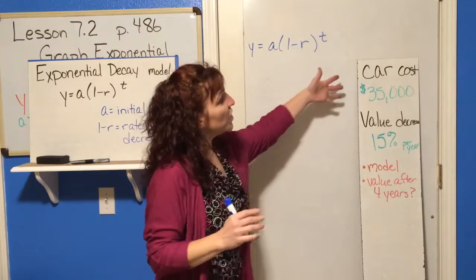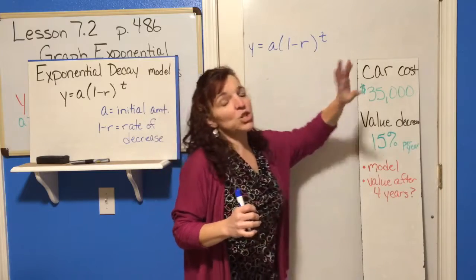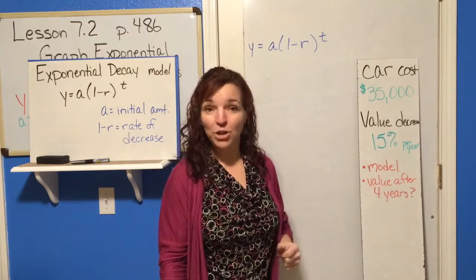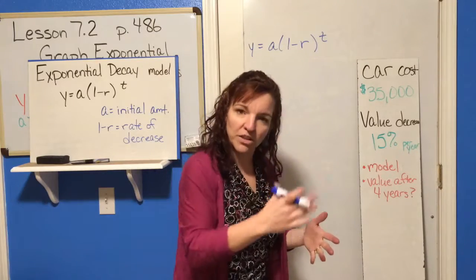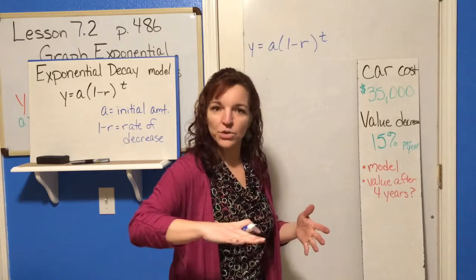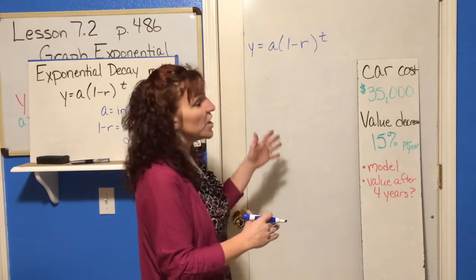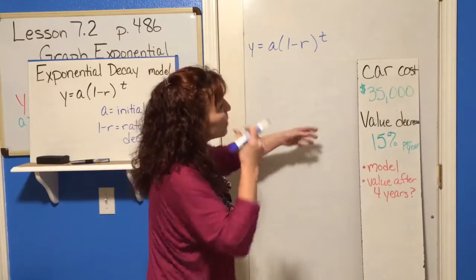So in this case, we've got a new car that costs $35,000. As soon as you drive that brand new car off the lot, it starts losing value, and exponentially it loses value. So it loses very quickly at first, and then as it gets closer and closer to 0, it peters out and it doesn't lose it quite so quickly. So this is a good example of exponential decay.